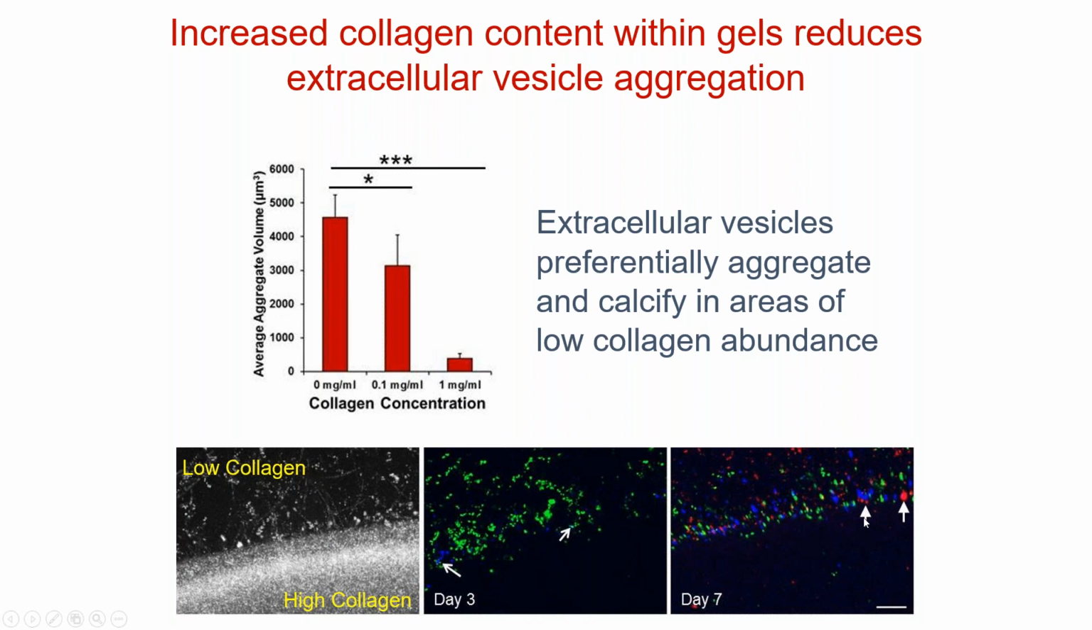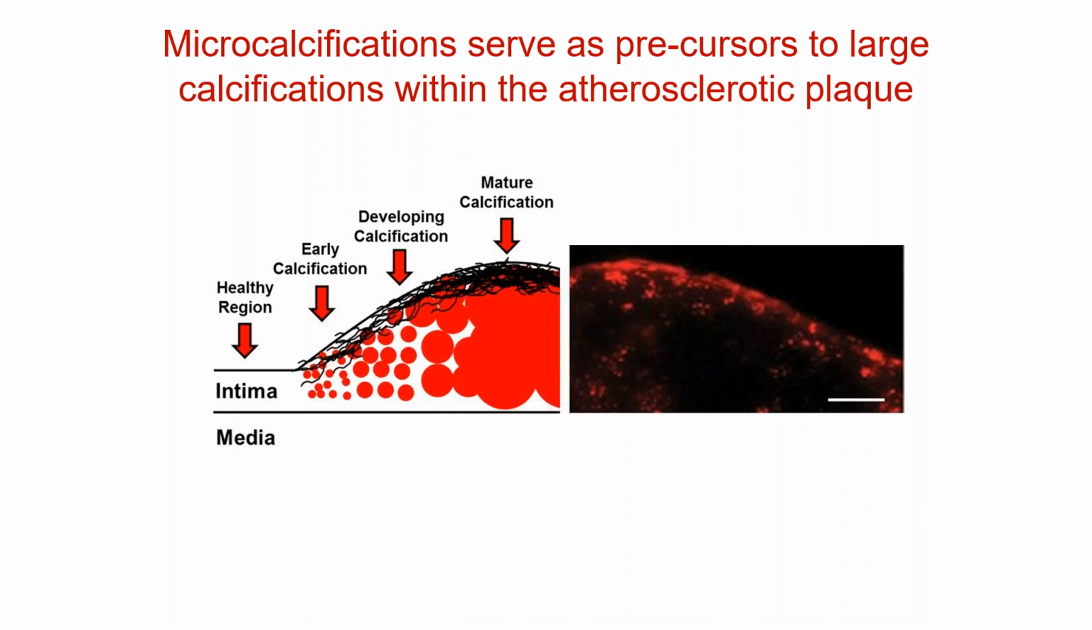And what you can hopefully appreciate is that over time, these vesicles seem to be lining up right at this border right here. They're lining up at this border and they're starting to form these larger calcifications right here at the border between the low concentration collagen and the high concentration collagen. And this is not so dissimilar from what we see in tissue as well. So this is from a mouse plaque.